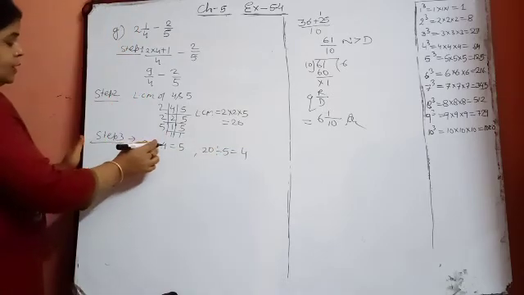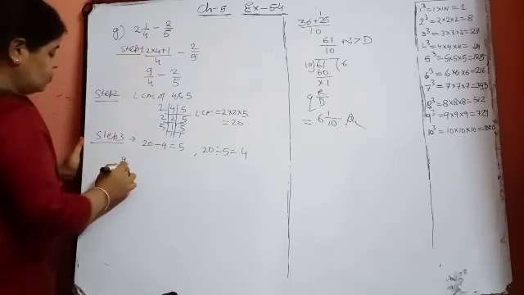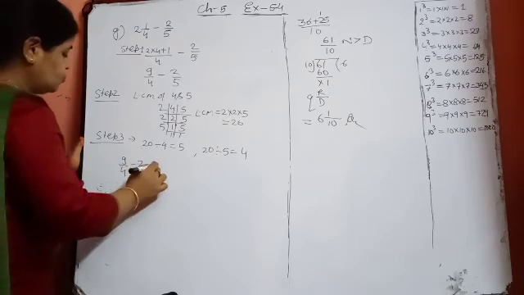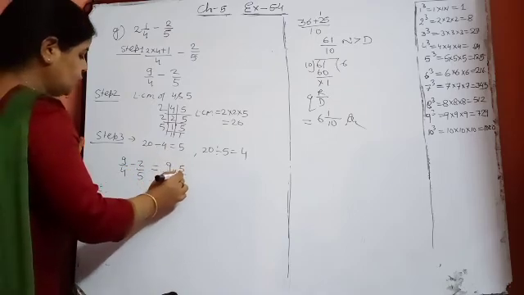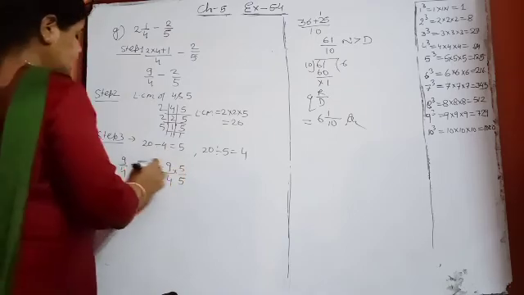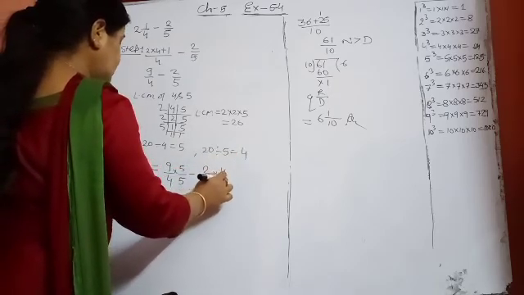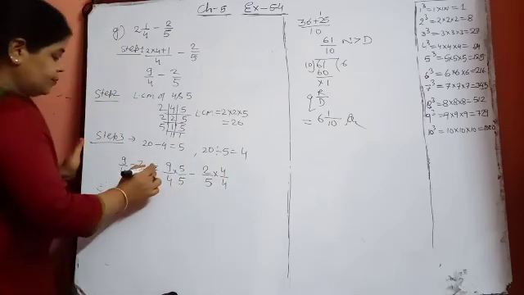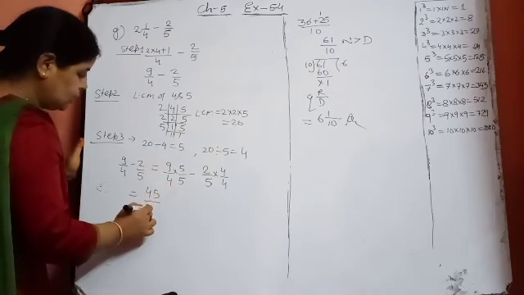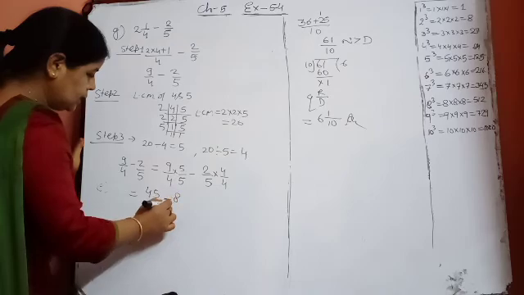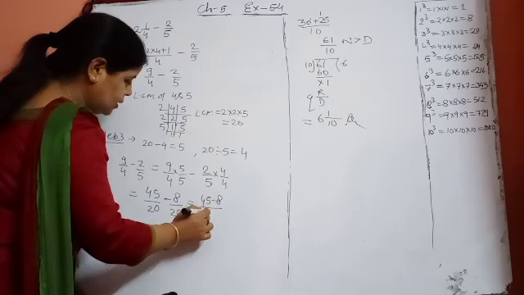Now see, when you divide, what will your question be now? 9 upon 4 minus 2 upon 5 is equal to 9 upon 4. When divided by 4, what did you get? 5. Multiply the numerator and denominator by 5 and 5. Then this minus sign, 2 upon 5. When divided by 5, what did you get? 4. Multiply it by 4 and 4. So what will you get? 9 times 5 is 45, 4 times 5 is 20. Minus 2 times 4 is 8 upon 20.